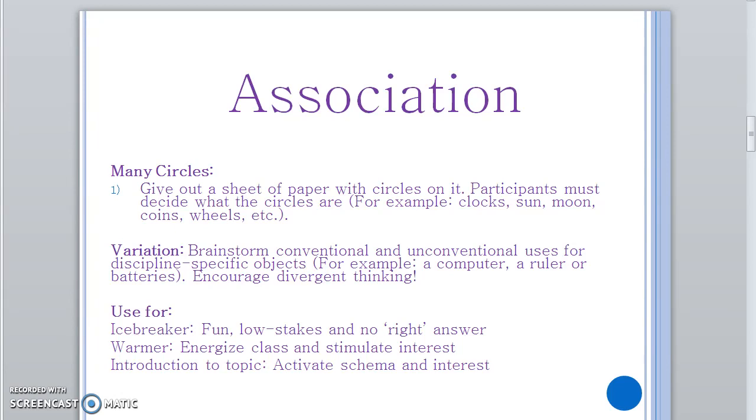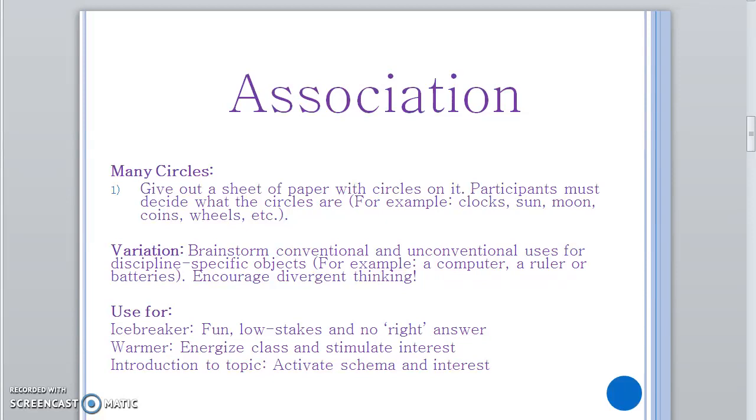Firstly, association. So one example is called many circles. You give out a sheet of paper with circles on it, and participants must decide what the circles are. For example, clocks, the sun, moon, coins, wheels, etc. A variation on this would be having learners brainstorm conventional and unconventional uses for discipline-specific objects. For example, a computer, a ruler, or batteries.